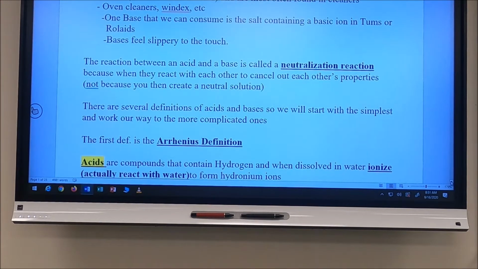If you think about bases, they're found mainly in cleaners: oven cleaners, Windex, ammonia, heavy-duty bases. If we consume it in a salt, basic ions are found in Tums and Rolaids. That's how an antacid works. And bases in solution feel slippery to the touch.